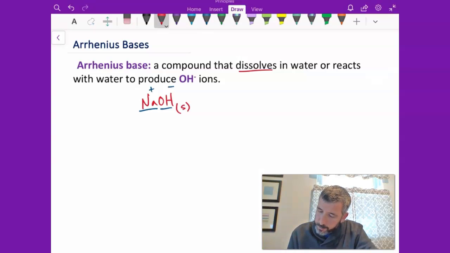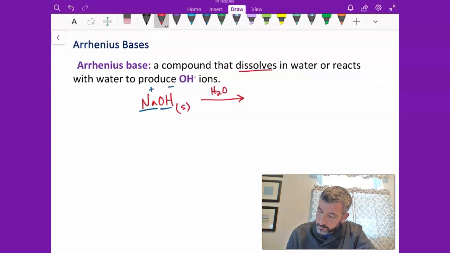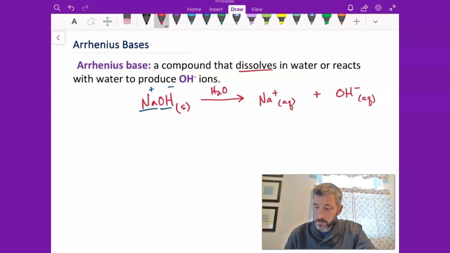And so when we write an equation for that, instead of saying it's reacting with water, the way that we did with the acid, we put water over the arrow. And that just means that we're not necessarily changing the water molecule itself. We are just using the water molecule to split up the base, sodium hydroxide, into sodium and hydroxide. So in the end, I'm going to get aqueous, meaning dissolved, Na plus ions, and also aqueous hydroxide ions.